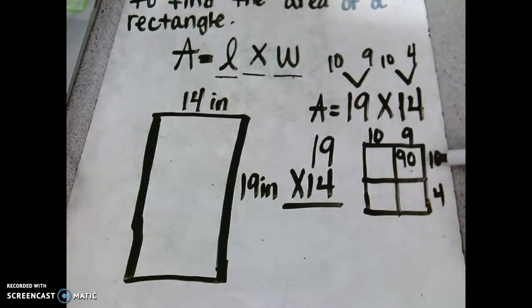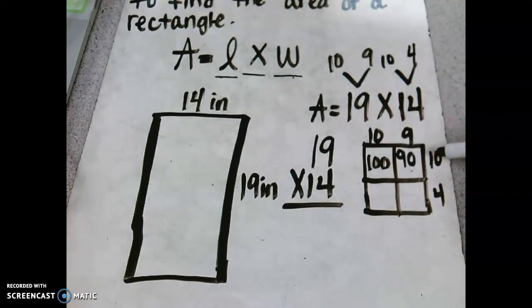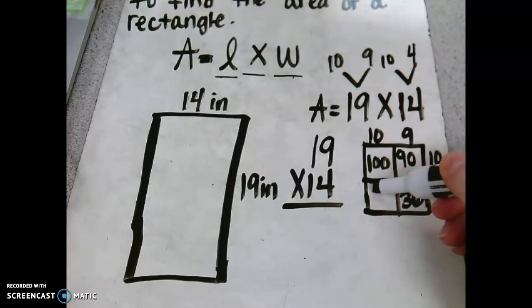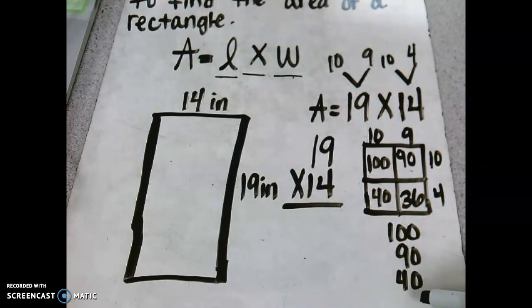Let's go to this box, 10 times 10. 10 times 10 is 100. If you didn't know that, you could do 1 times 1 is 1, then add your 2 zeros. This box is 4 times 9. What is 4 times 9? What do you think? 36. Good job. Then we have 10 times 4. If you don't know that, 4 times 1 is 4. Then add your 0. So we get 40. Once you have filled in all squares, we add them all together. So we will have 100, 90, 40, and 36 we need to add together.